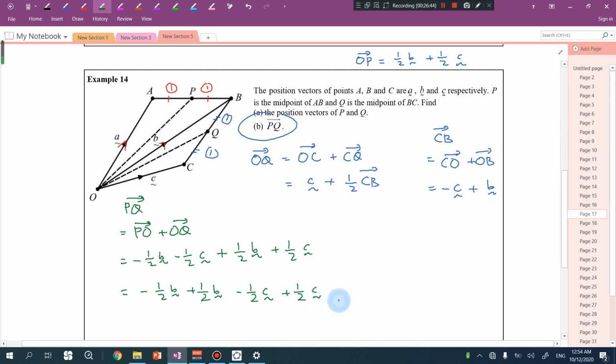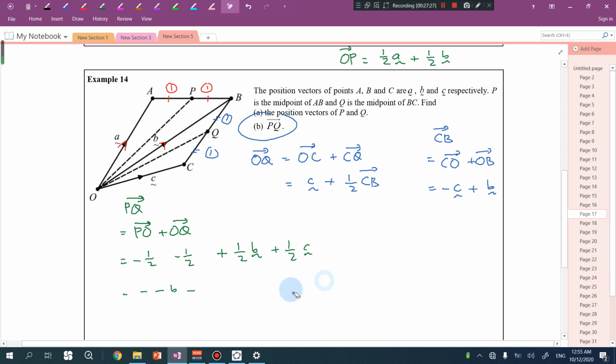Oh, maybe I made some mistake. Let me check. Oh, this is my mistake. OP. Just now we got OP is not 1 over 2b. This is A. Sorry. This is A, 1 over 2a plus 1 over 2b. I think I copied the wrong thing. Sorry. So OP should be 1 over 2a plus 1 over 2b. So this one is not correct.